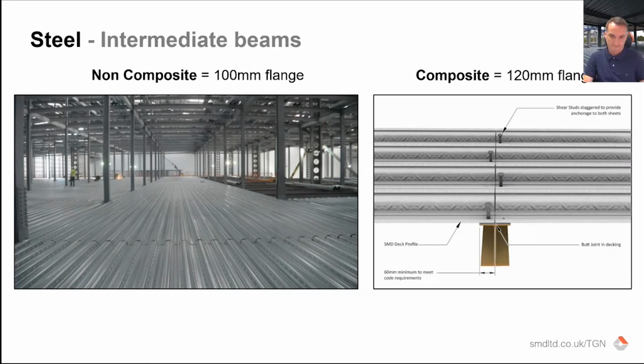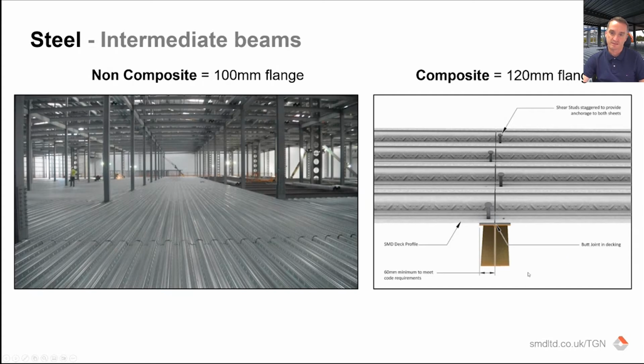I talked about the 50mm bearing being the minimum. However, when you've got composite beams, there are minimum dimensions from the center of the shear stud to the edge of the beam, and from the center of the shear stud to the end of the deck. Those minimums are 30mm. So what that does is increase your bearing requirement to 60mm, to add the 2 30s together.